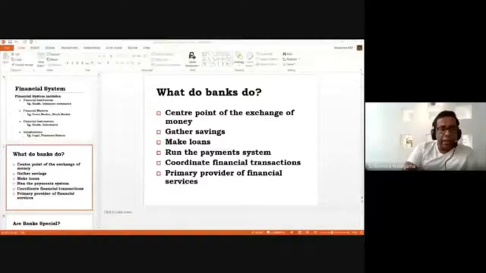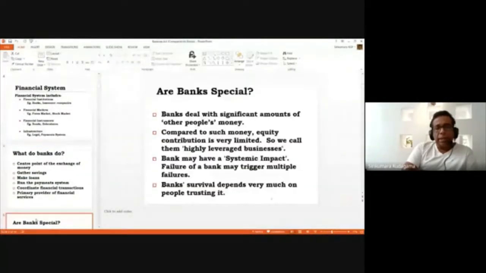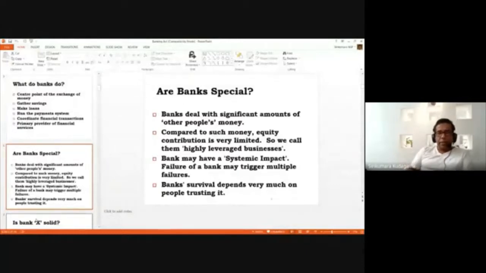They are the primary provider of financial services in any economy. You know these things. They are basically financial intermediaries. Why do we call them financial intermediaries? Financial intermediation is that there are certain players in the financial system who would collect money from those who have money and then provide that money to those who need money.